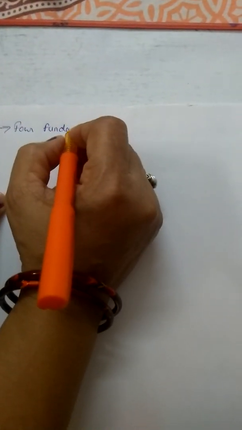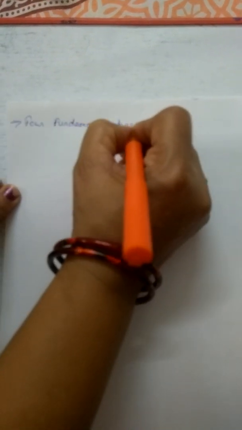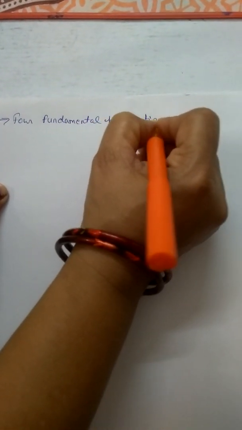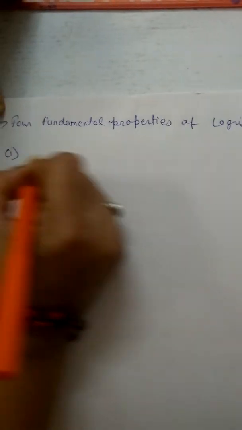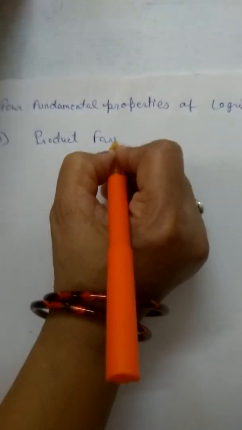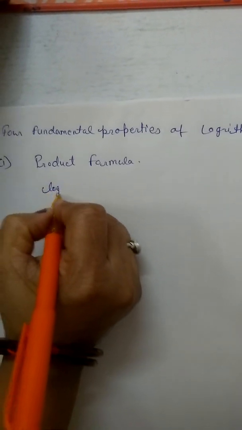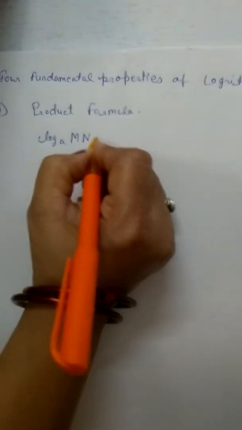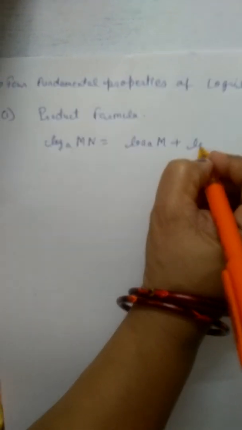Four fundamental properties of logarithm. Number 1, the product formula, that is log_a (mn) equals log_a m plus log_a n.